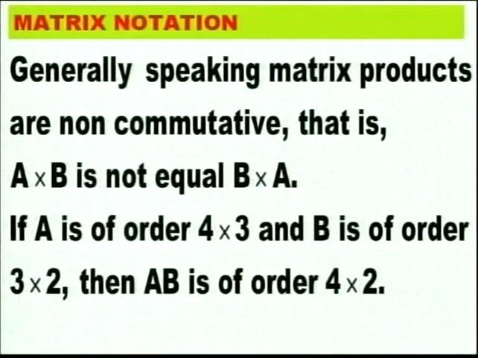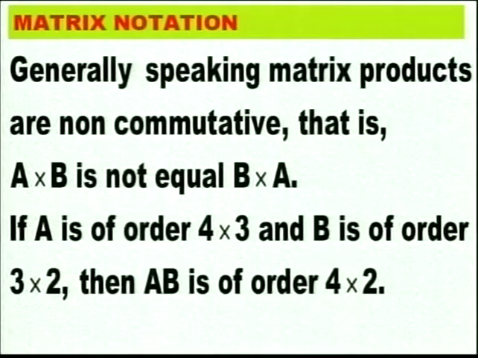Generally speaking, matrix products are non-commutative, which means that A multiplied by B is not equal to B multiplied by A because they are different matrices. And remember, because of the way we multiply, they cannot be equal. Clear? Because you multiply according to the position that they have on the matrix. So AB in algebra would be equal to BA, but in this case they are not equal.